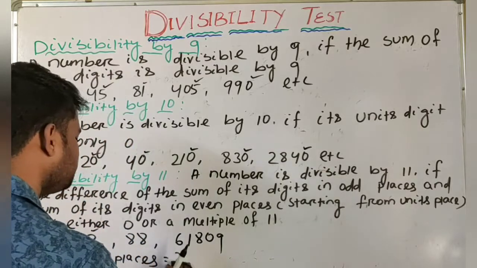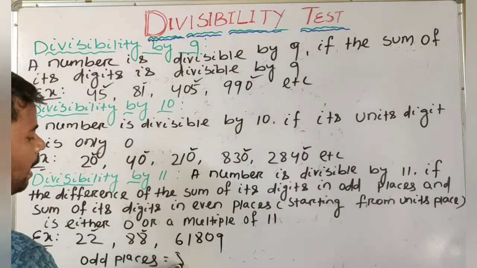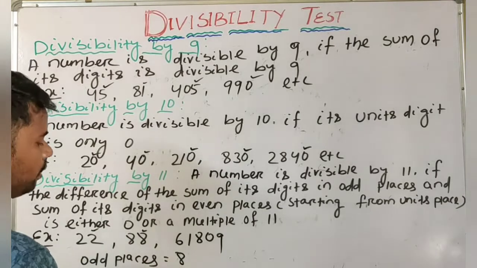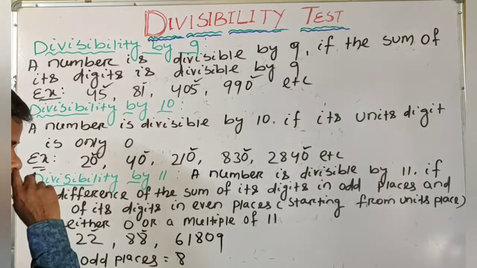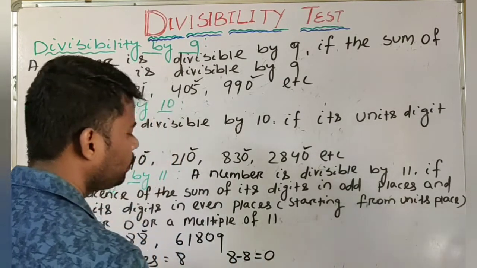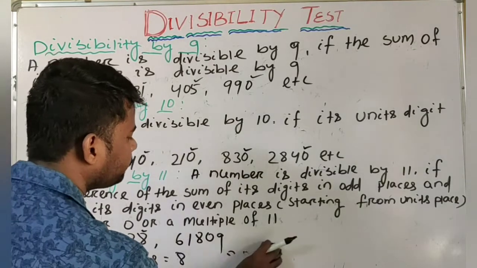Again we'll take 88. Its units digit is 8 and the tens, or even place, is also 8. So the odd place is 8 and the even place is 8. So its difference will be 8 minus 8 is equal to 0. So this number is divisible by 11.